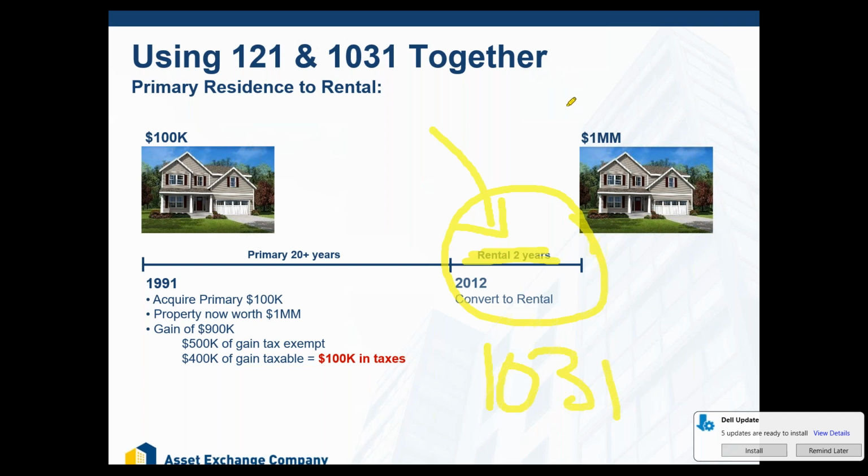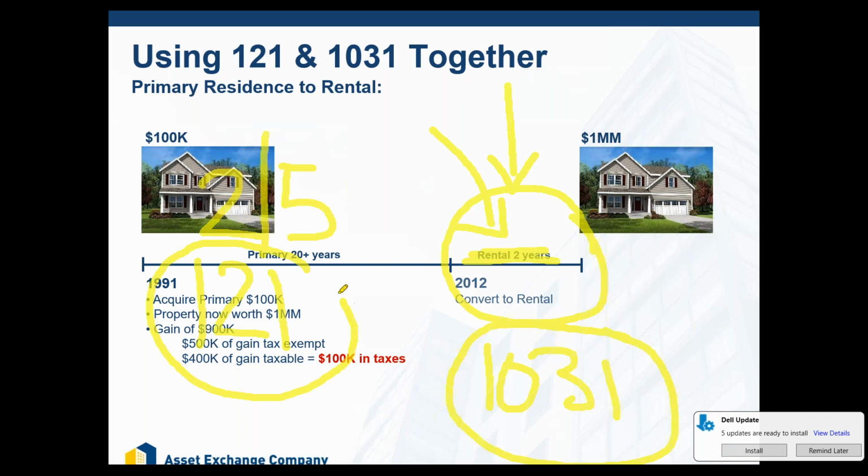Now, the property is in escrow. It is clearly evident that it was a rental for 2 years prior to the sale, so you absolutely get to do a 1031 exchange. But guess what, ladies and gentlemen? You have also lived in the property for 2 out of the past 5 years, so you also are eligible for your homeowner's exemption, Section 121 of the Internal Revenue Code.